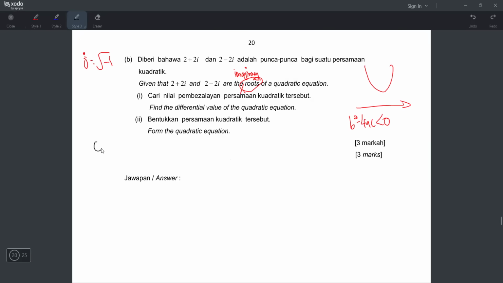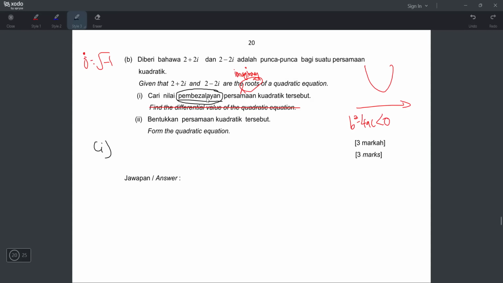Okay, number 1. Find the differential value of the quadratic equation. Okay, don't look at the English one. Just look at the Malay one. So find the what? Cari nilai pembeza layan persamaan kuadratik tersebut. Okay, pembeza layan in English is called discriminant. So I don't know why they write differential value. Okay, so yeah, it's called discriminant, not differential value. I think they made a mistake on the English part.